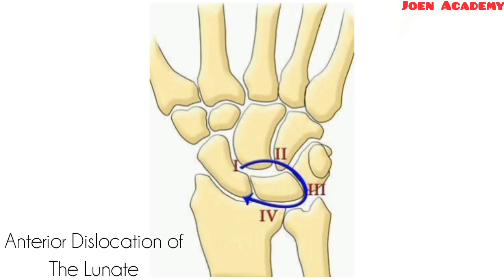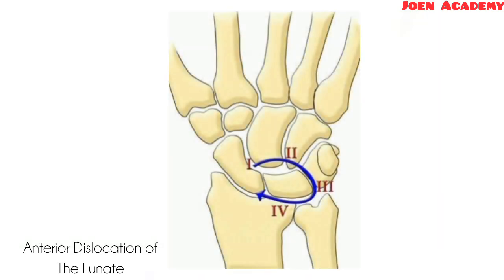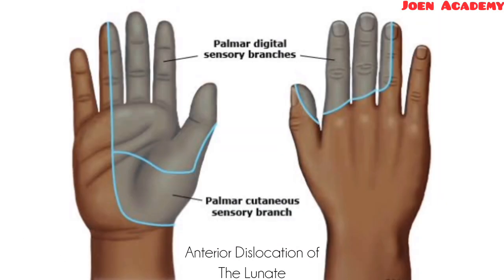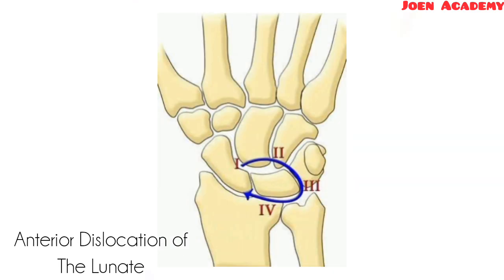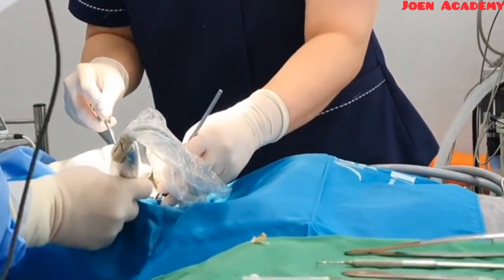Anterior dislocation of the lunate can occur by falling on a dorsiflexed wrist. The lunate is forced anteriorly and compresses the carpal tunnel, causing the symptoms of carpal tunnel syndrome, which we will look at shortly. This manifests clinically as paresthesia in the sensory distribution of the median nerve and weakness of thenar muscles. The lunate can also undergo avascular necrosis, so immediate clinical attention to the fracture is needed.